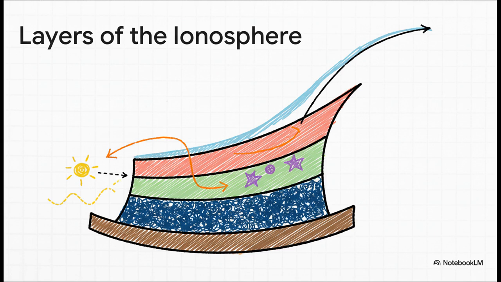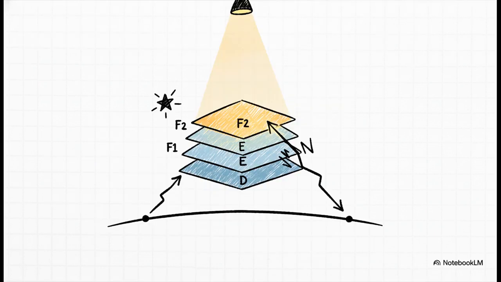Then there's the wild card, sporadic E. This one is totally unpredictable. It can just pop up and give you these incredible surprise long-distance connections. And then, at the very top, you have the F layer, which actually splits into two, F1 and F2, during the day. Now, of all those layers, the one you really need to care about for long-distance communication, what hams call DX, is the F2 layer. It's the highest, the most powerful, the most reliable reflector. Think of it as the MVP, the all-star player of the team.